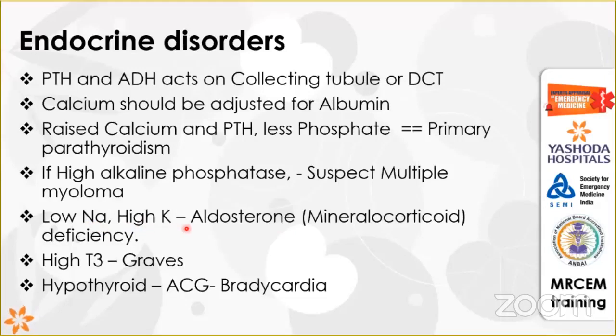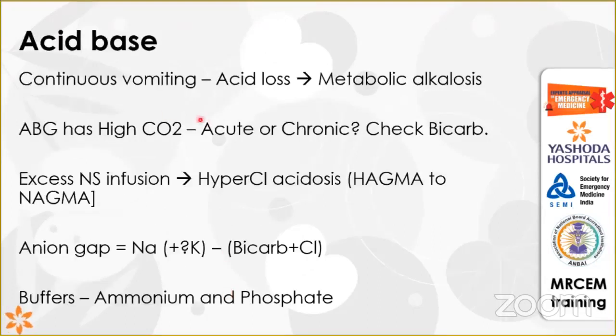If someone comes to you with continuous vomiting, naturally they are losing H+ from the stomach. So acid loss will cause metabolic alkalosis. So the ABG has high CO2. And how do you know whether it's acute or chronic? You have to check bicarb. So if there is compensation from the bicarb side, that means it's a chronic one. If bicarb is normal, that means it's an acute one.